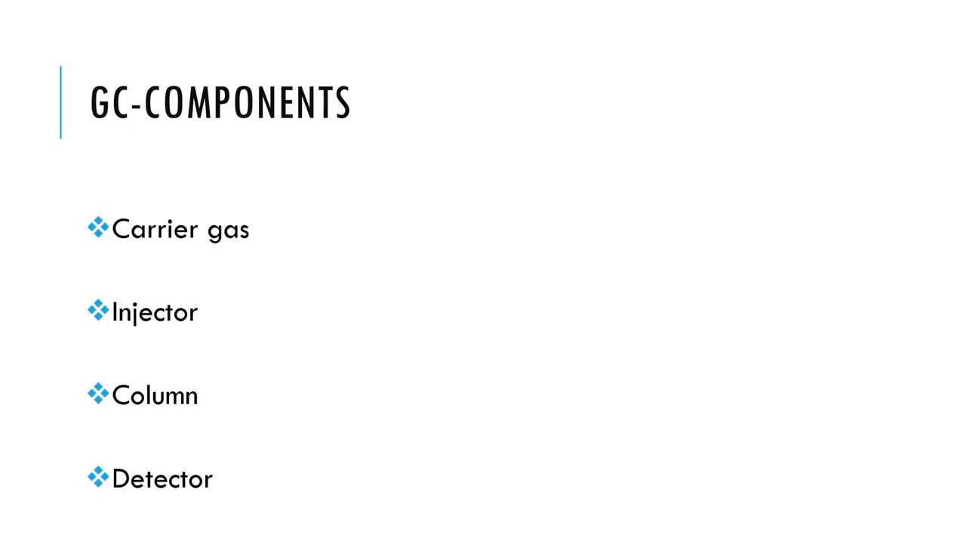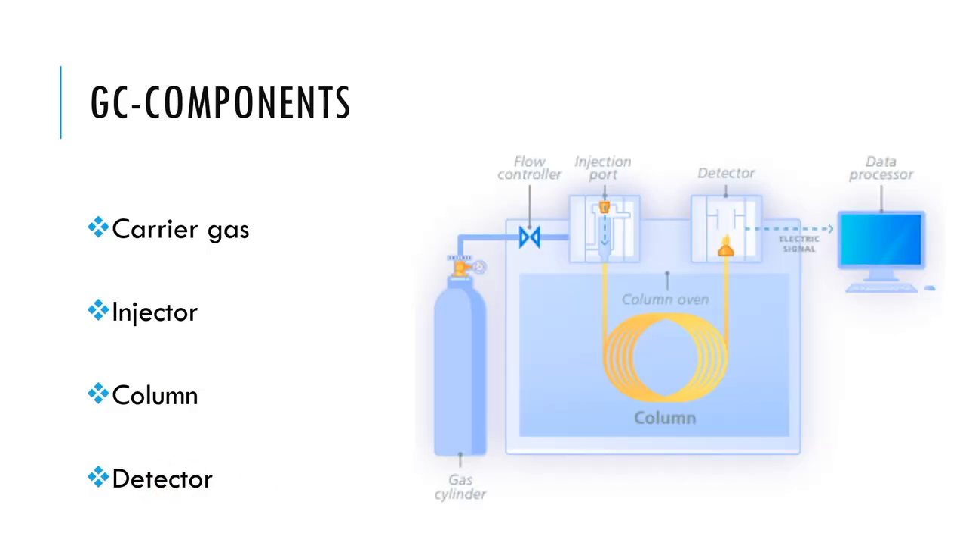Coming to the components of GC, we have a carrier gas which flows through the column. We have an injector in which the samples are injected. We have a column through which the separation happens, and we also have a detector through which we can quantify the products which have been analyzed.